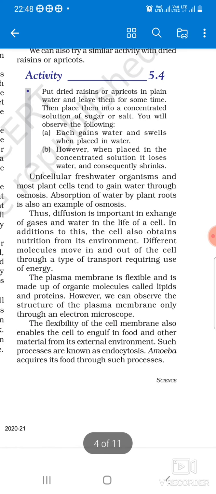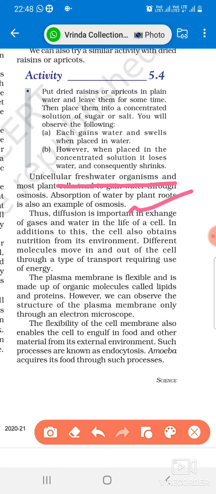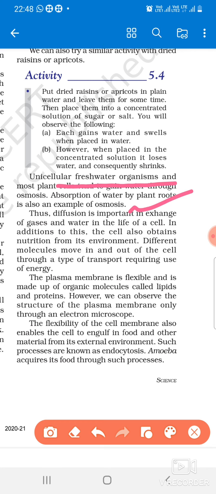Okay, so now what is the importance of osmosis? Unicellular freshwater organisms and most plants also take water through osmosis. Absorption of water by the plant root is also an example of osmosis. So diffusion is important for gaseous exchange, and the water movement takes place through osmosis.